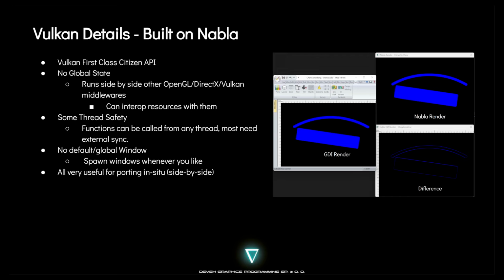Now let's get into more details on how everything is built on top of Nabla, our open source framework for working with Vulkan. Nabla has no global state. It can run side by side with other APIs, OpenGL, DirectX, Vulkan, and it can even interoperate resources with them. In Nabla, functions can be called from any thread, mostly with external synchronization, and there is no global window, so you can spawn windows, surfaces, and swap chains whenever you like. All of this is very useful for porting in situ, where we can run them side by side, even diffing their output and noticing any visual bugs during the development phase.